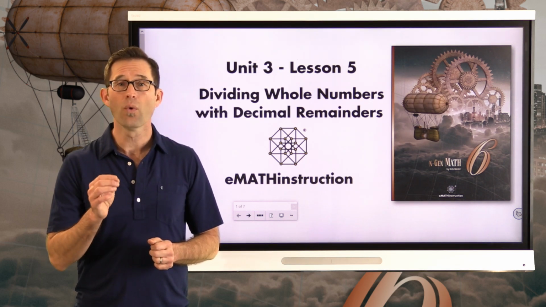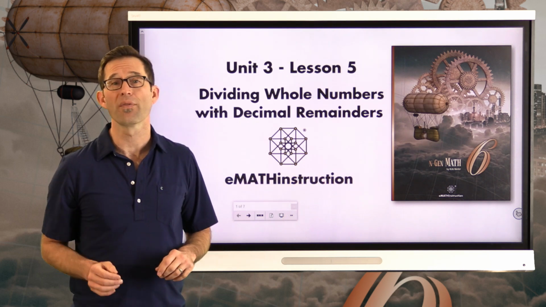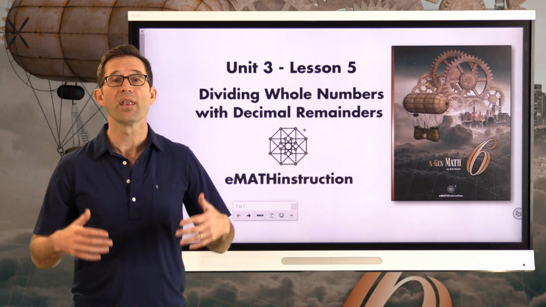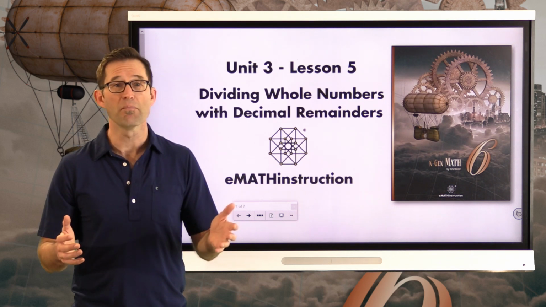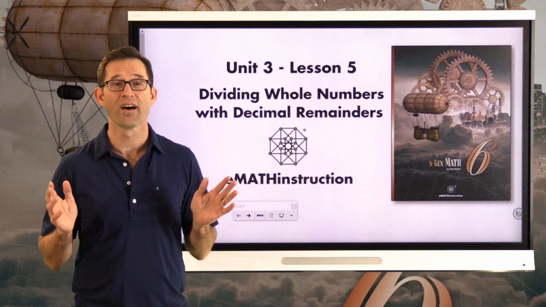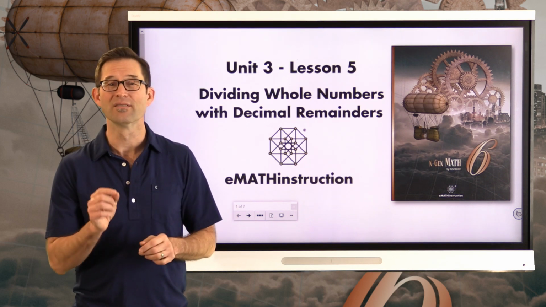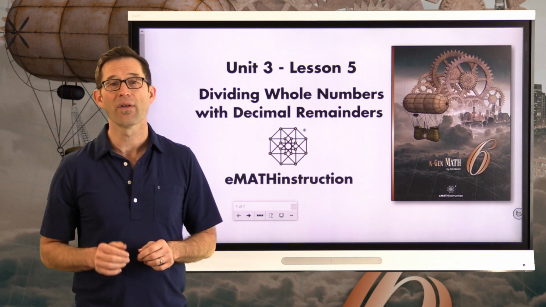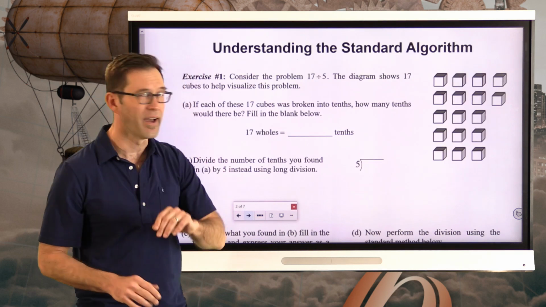How do you divide two whole numbers that then have decimal remainders, and how do you figure out what that decimal remainder is? We're going to come up with what's known as the standard algorithm, and it's going to be pretty easy as long as you can do long division, which I realize is not anyone's favorite, certainly not my own. But let's jump right into it and see if we can start to understand how that standard algorithm works. All right, here we go.